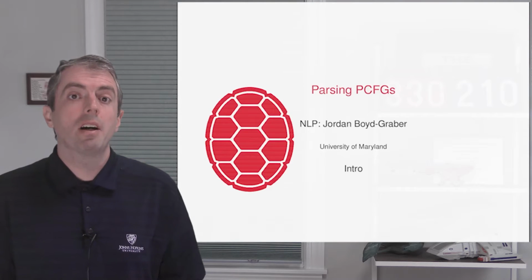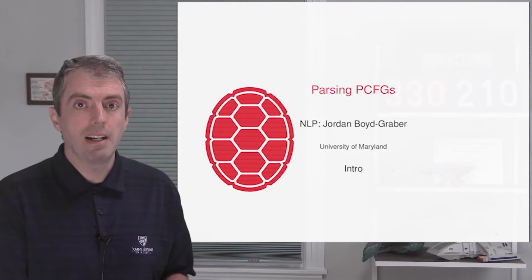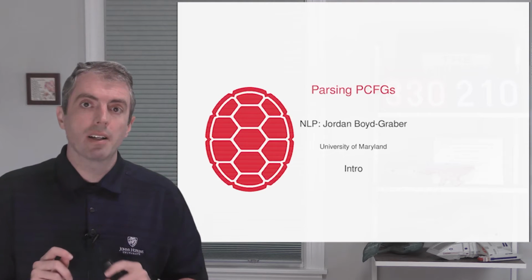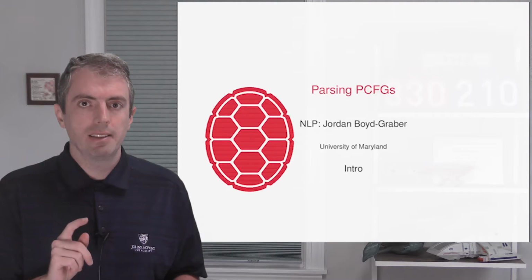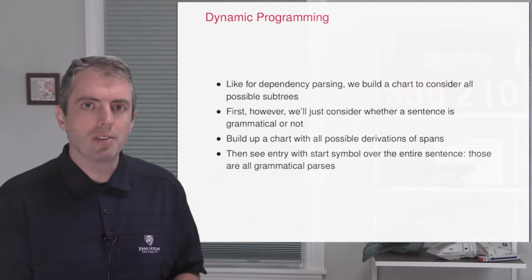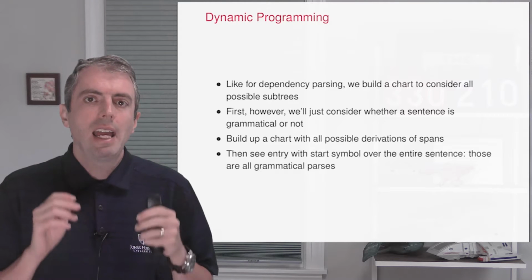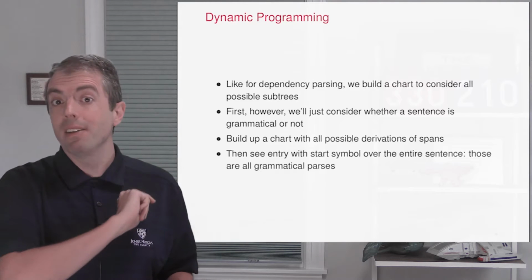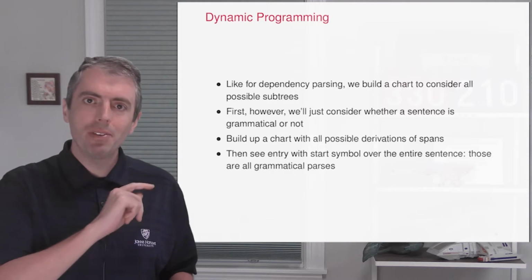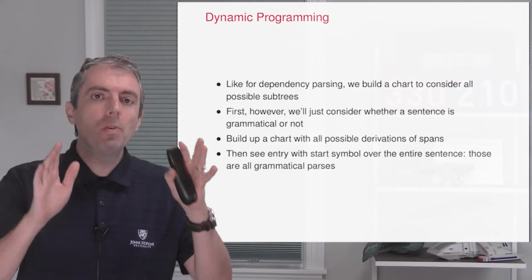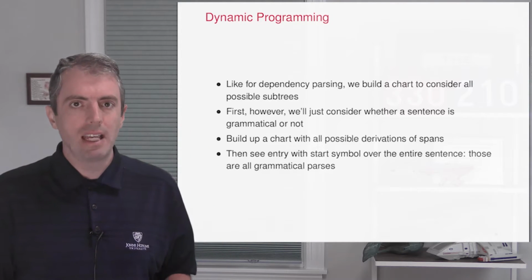This video is going to talk through the CYK algorithm, standing for Cocke-Younger-Kasami, for parsing a sentence. This will answer two questions: what sentences are grammatical, and what derivations correspond to those grammatical sentences. This will also let us figure out what is the most probable parse of a sentence.